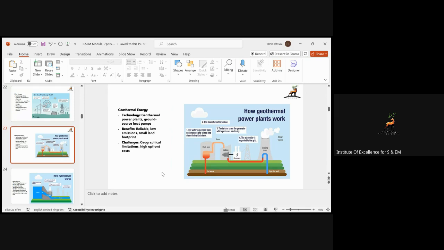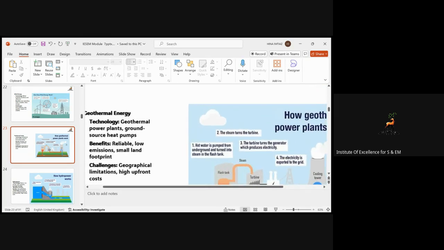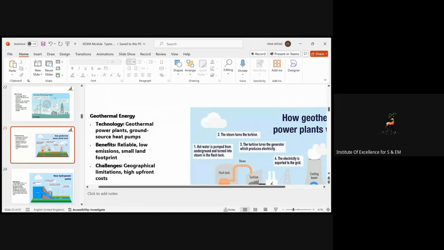The next one is geothermal power plants. Geothermal energy is heat energy that comes from the earth, because geo means earth and thermal means heat. These geothermal resources are reservoirs of hot water that exist, not human-made, at varying temperatures and depths below the earth's surface.